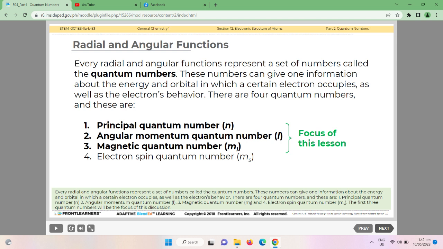These numbers can give one information about the energy and orbital which a certain electron occupies, as well as the electron's behavior. There are four quantum numbers, and these are: number 1, principal quantum number, or small letter n; number 2, angular momentum quantum number, or small letter l; number 3, magnetic quantum number, or small letter m with the subscript l; and number 4, electron spin quantum number, or small letter m with a subscript of s. The first three quantum numbers will be the focus of this discussion.